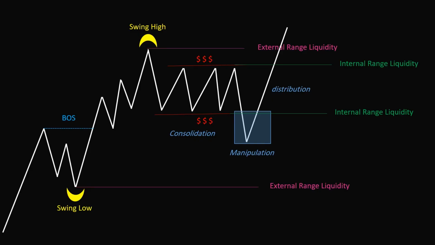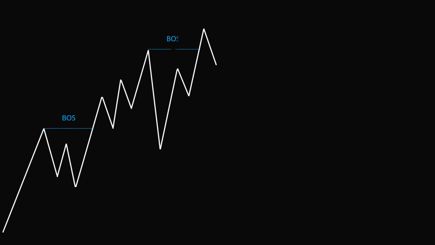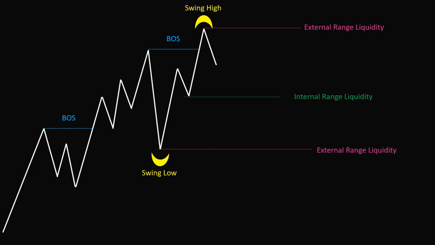while trapping retail traders. In other cases, the market might create minor highs and lows, especially equal highs or equal lows. These levels often trick retail traders, making them think the structure is solid, while in reality, they just become liquidity pools for bigger players.